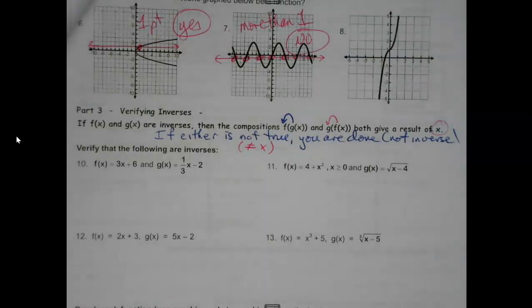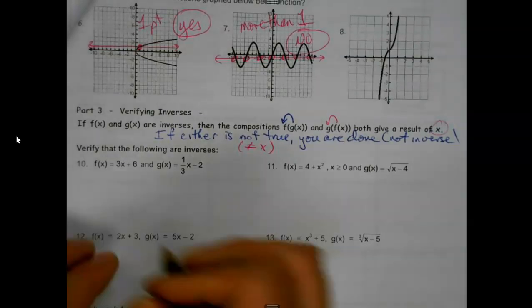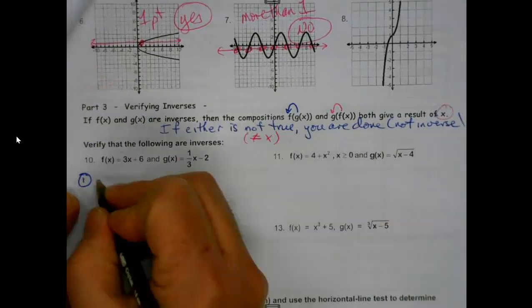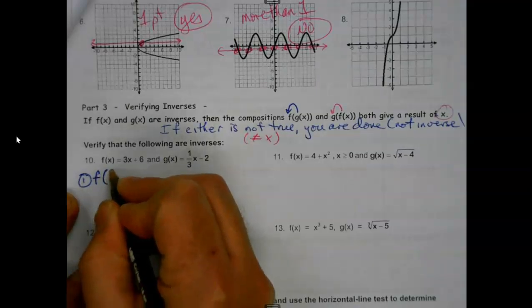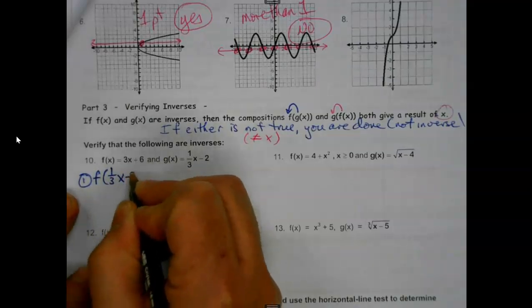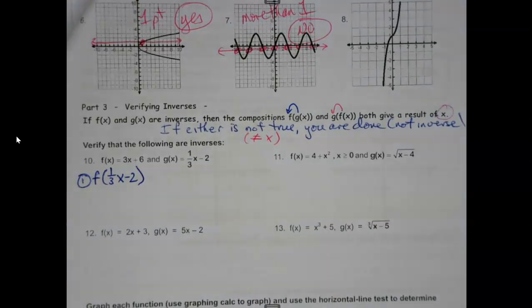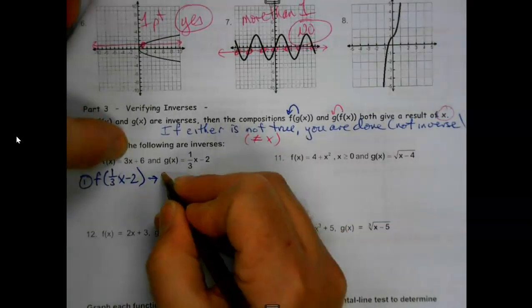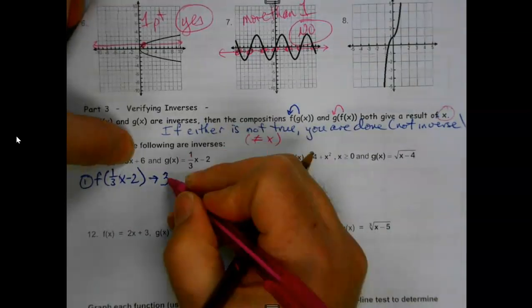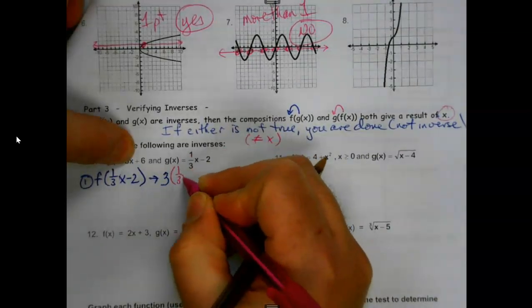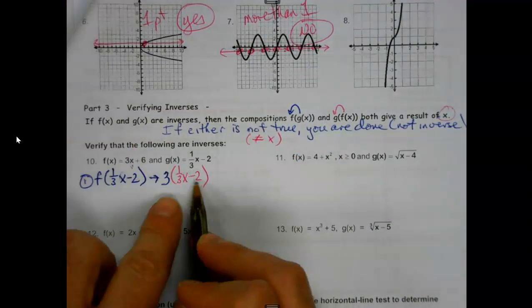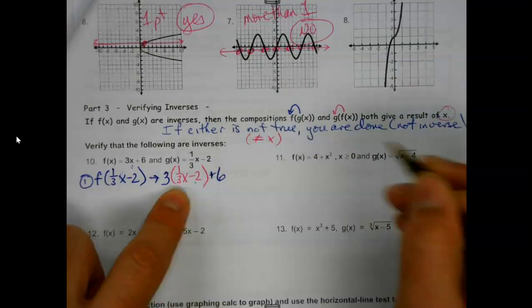So here's what we're going to do. On this first one, on number 10, we do f of g of x first. So f of 1/3 x minus 2, because that's what g of x is. So when I go to do this, there's my f function. I start writing my f function until I get to x. What's in the parentheses replaces x. That x isn't there anymore. The parentheses have replaced it.